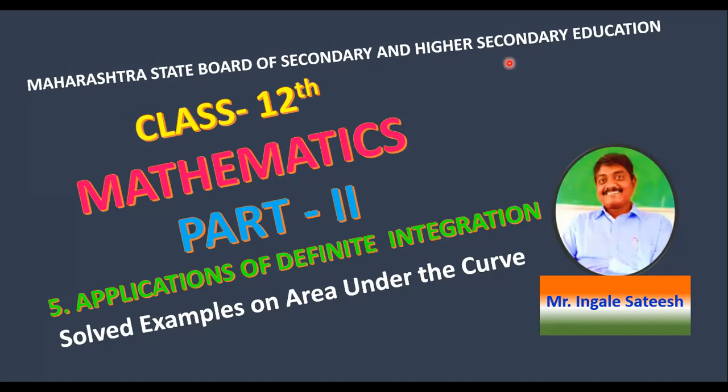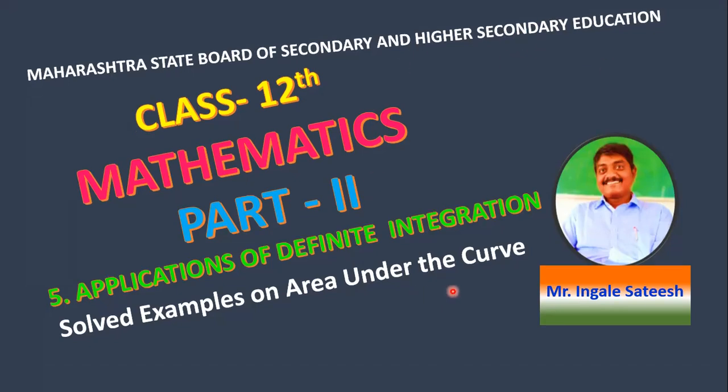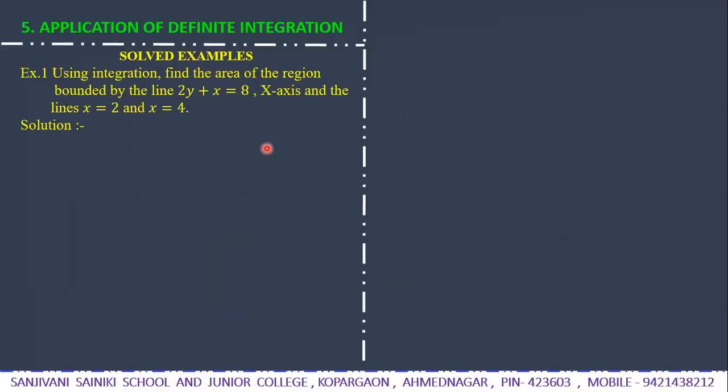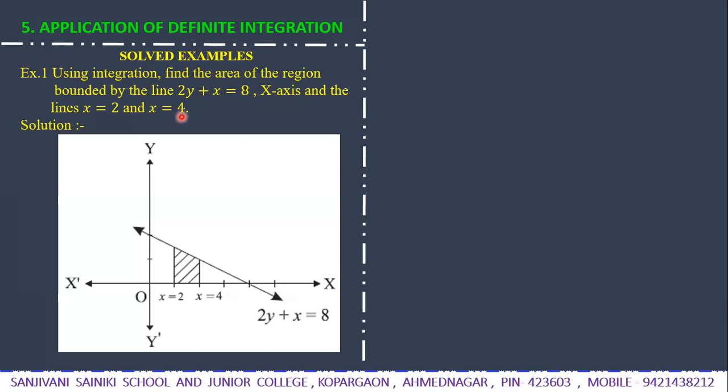Today we will learn some solved examples on area under the curve from applications of definite integration. The first example: using integration, find the area of the region bounded by the line 2y plus x is equal to 8, the x-axis, and the lines x is equal to 2 and x is equal to 4.